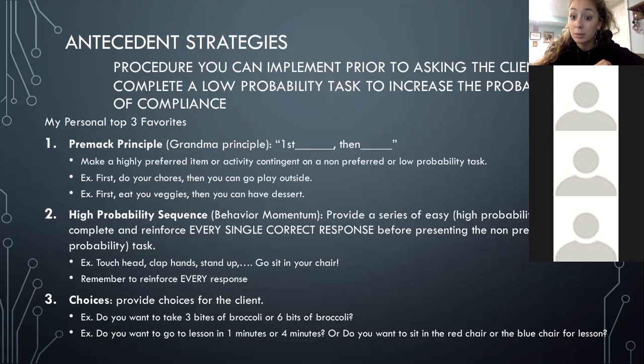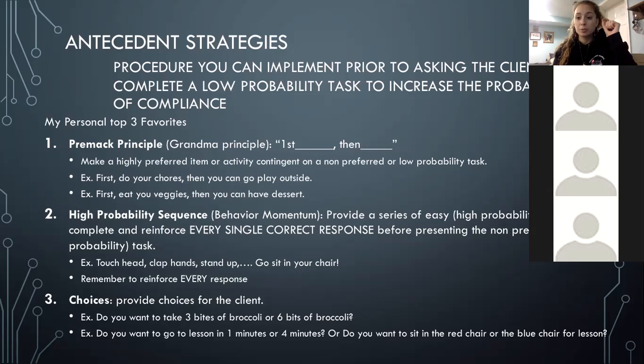So let's say you know that they want to play Roblox or video games. How I would present that or use the Premack principle is I would say, okay, first we're going to have 5 conversations with peers. Then you can have Roblox, okay? So first the non-preferred task or the low probability task, followed by the high probability task or the preferred activity or item that they want, right? This could look like first do your chores, then you can go outside. First eat your veggies, then you can have dessert, okay?